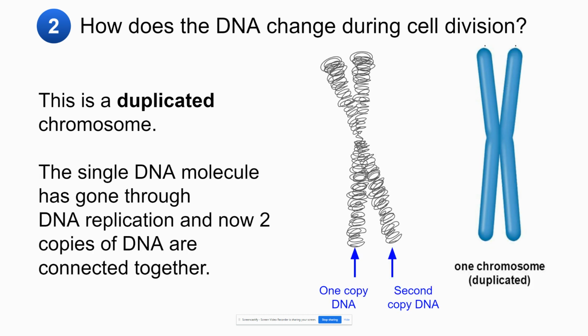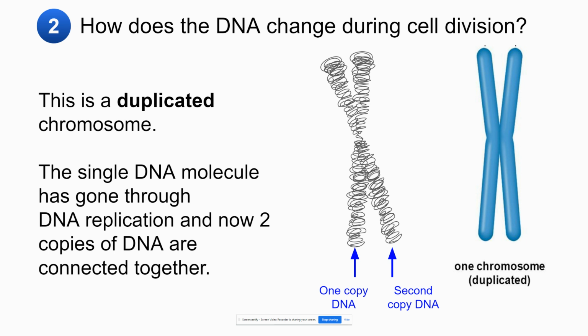If you see a chromosome looking like this, though, you're looking at a duplicated chromosome. To make a duplicated chromosome, a single DNA molecule had to go through DNA replication so that a copy of that DNA molecule could be made. So in a duplicated chromosome, we are seeing two copies of DNA connected together. So here's one copy right there, and here's the second copy. And these two copies should be exactly the same to each other.